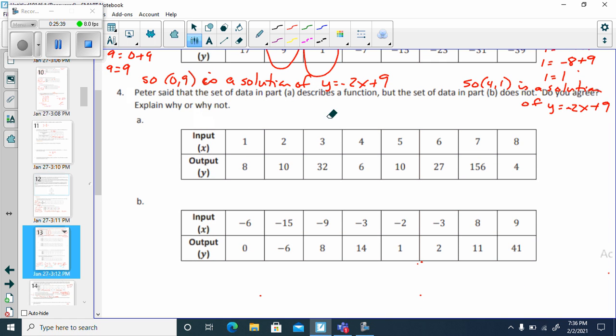Peter said that the set of data in part A describes a function, but the set of data in part B does not. Do you agree? Explain why or why not. Is this a function? Look at your x values. There's no repetition. So yes, it is a function. I'm just going to say this is a function. How do we know that? Each input has only one output.